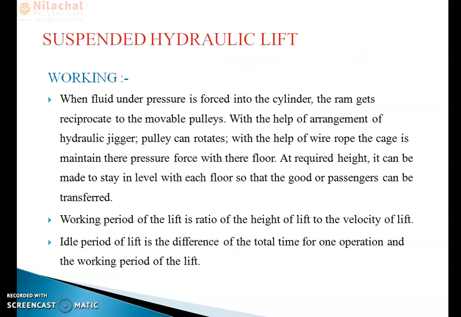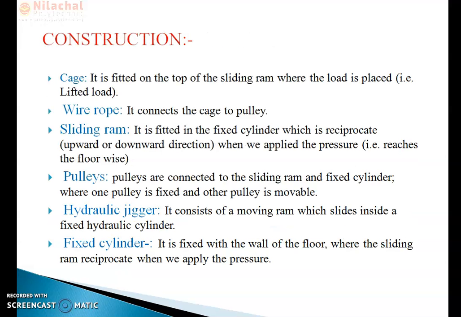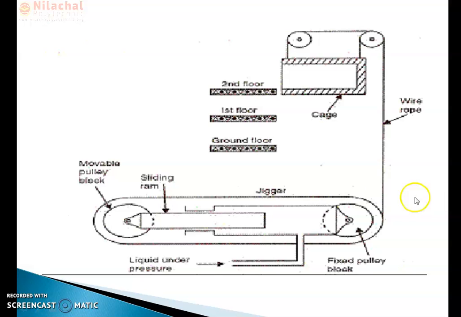Then you come to the suspended hydraulic lift. In the suspended hydraulic lift, first you have to know the construction. It is modified from the direct acting hydraulic lift, in which the cage is suspended from a wire rope as shown in the figure. Now you observe here the cage is suspended by the wire rope.